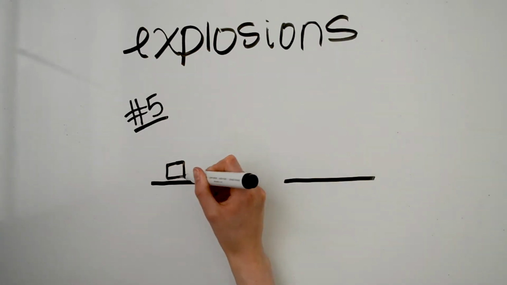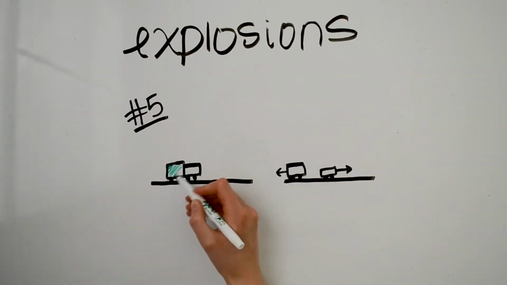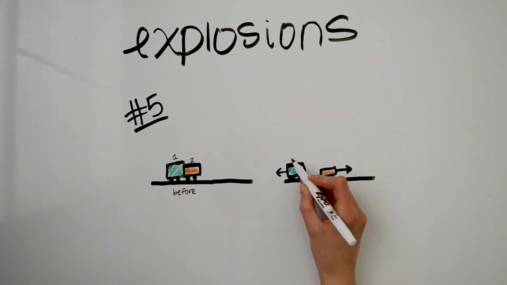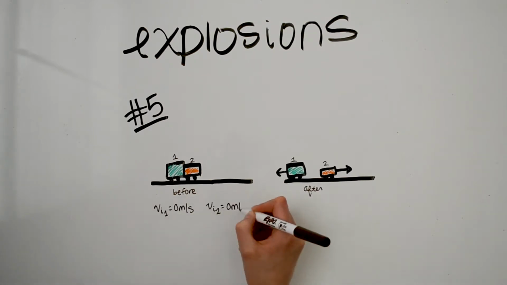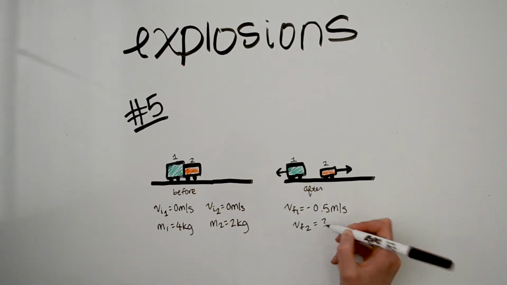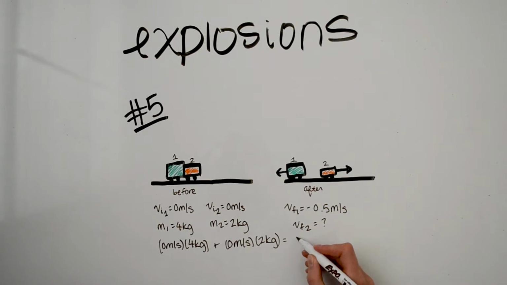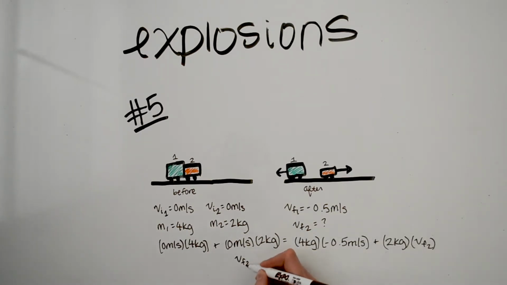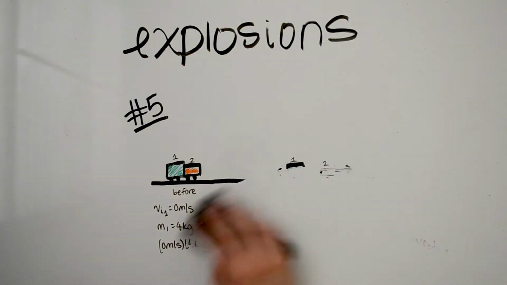Explosion problems are set up in the same way, with the initial velocity of both objects being 0. Both objects in this situation have different masses. However, the final velocity will be in opposite directions. Set up using conservation of momentum, and solve using algebra to find the final velocity of object 2.